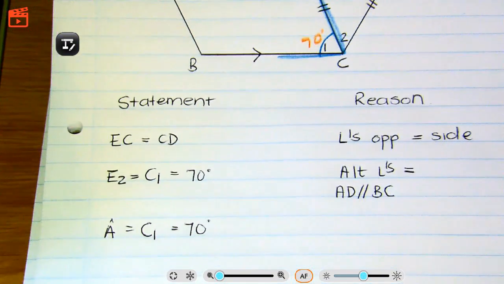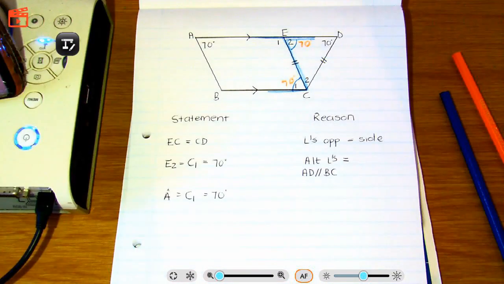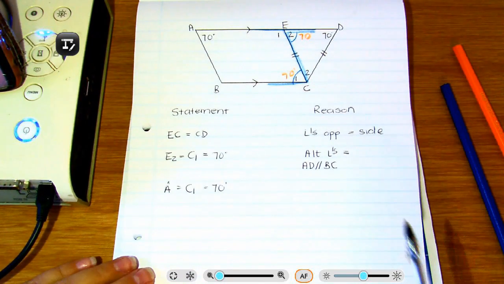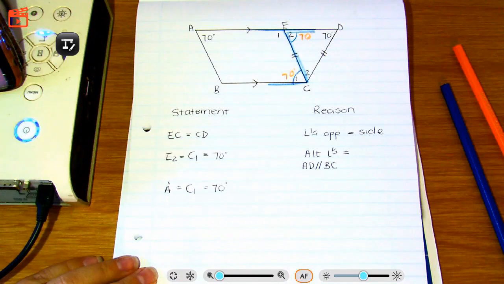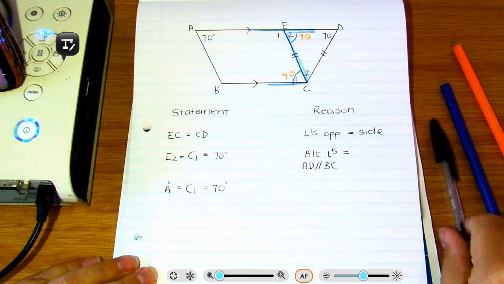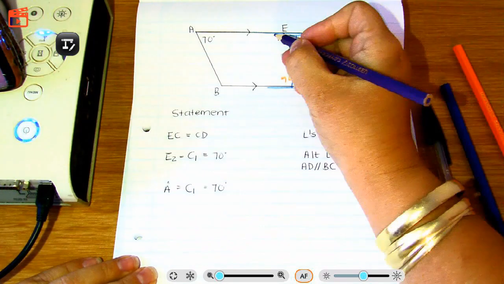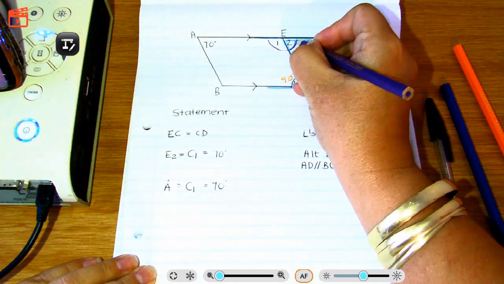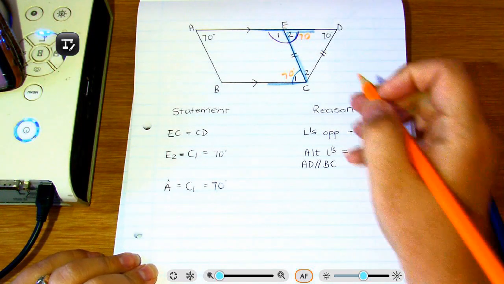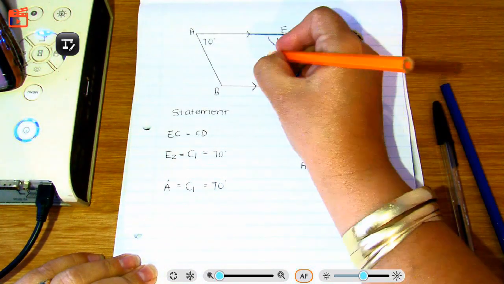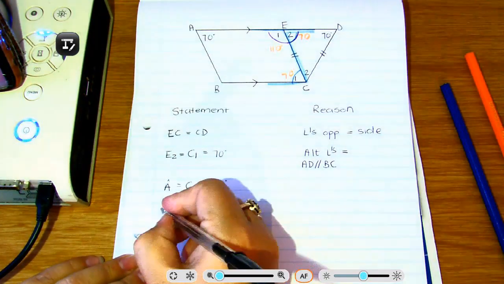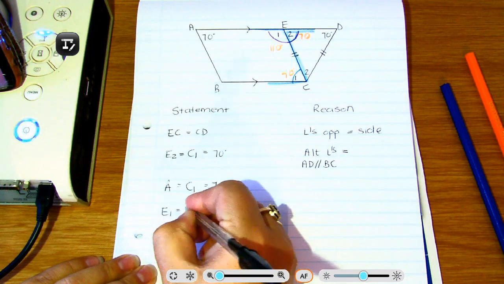I'm just going to zoom out a bit so that you can see the whole screen. Okay, so I've proven those are equal. I need to now prove that B and E1 are equal as well. The first thing you should be able to see is that E1 and E2 are adjacent supplementary. So if E2 is 70, you can see that E1 is 110 degrees.